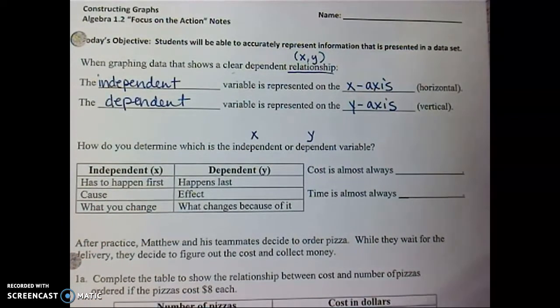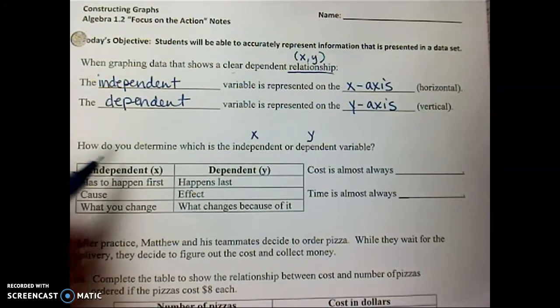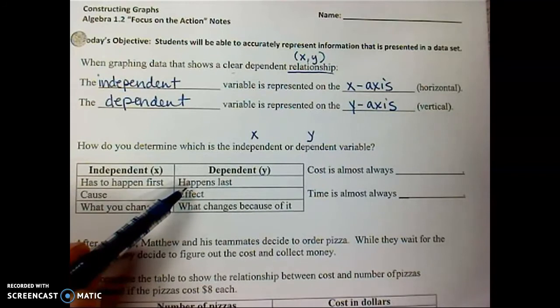But you're like, which is x and which is y? I always tell myself what depends on what. Okay, so cost depends on what you buy at the store. Your distance depends on how long you've traveled, how many hours you've been in a car. So your independent, it's always going to happen first, and your dependent will happen last.